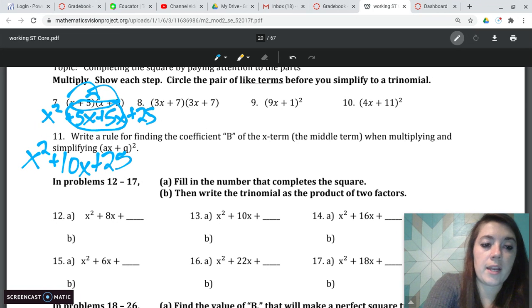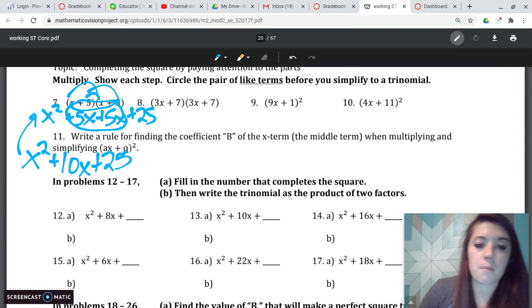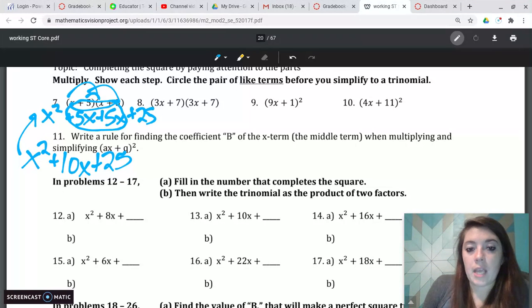This answer right here goes to number 7, not number 11. I know they didn't give you a lot of space for writing on 7, 8, 9, and 10, so do your best to fit it all in there since you have to show your work.